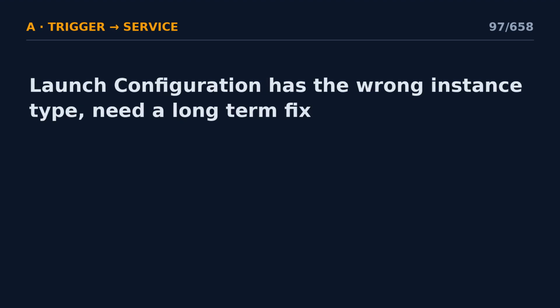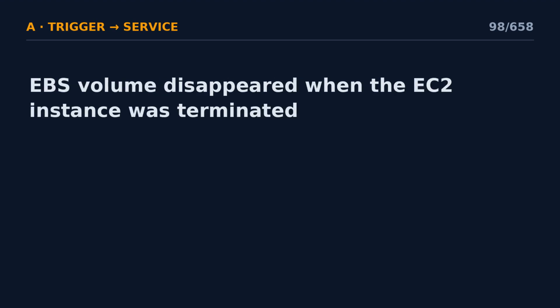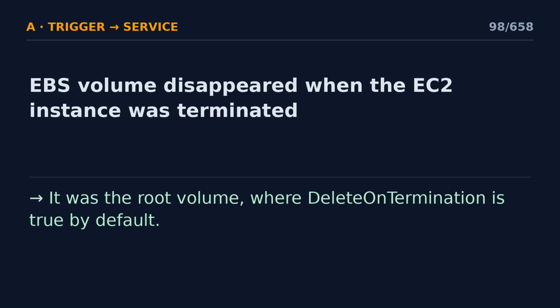Launch configuration has the wrong instance type, need a long-term fix. Answer: Create a new launch configuration, point the Auto Scaling group to it, delete the old one. Launch configurations are immutable. EBS volume disappeared when the EC2 instance was terminated. Answer: It was the root volume, where delete on termination is true by default.